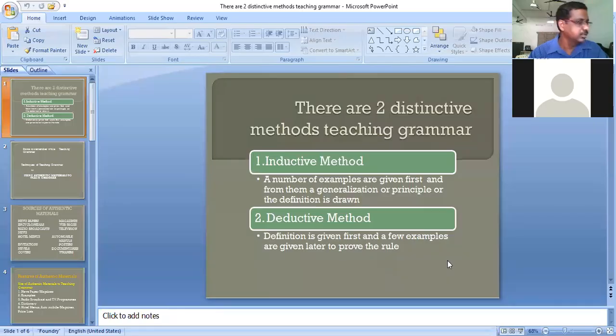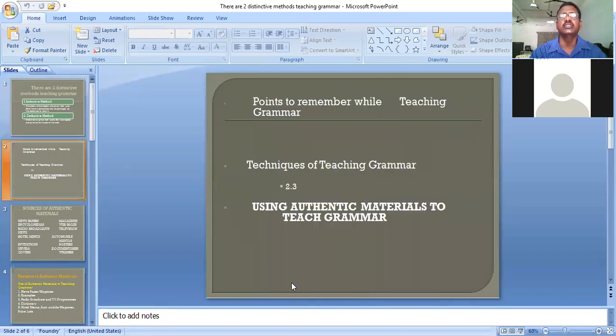This is one of two methods of teaching. Next, I am going to teach you about the points to remember while teaching grammar. Some of the points are there.